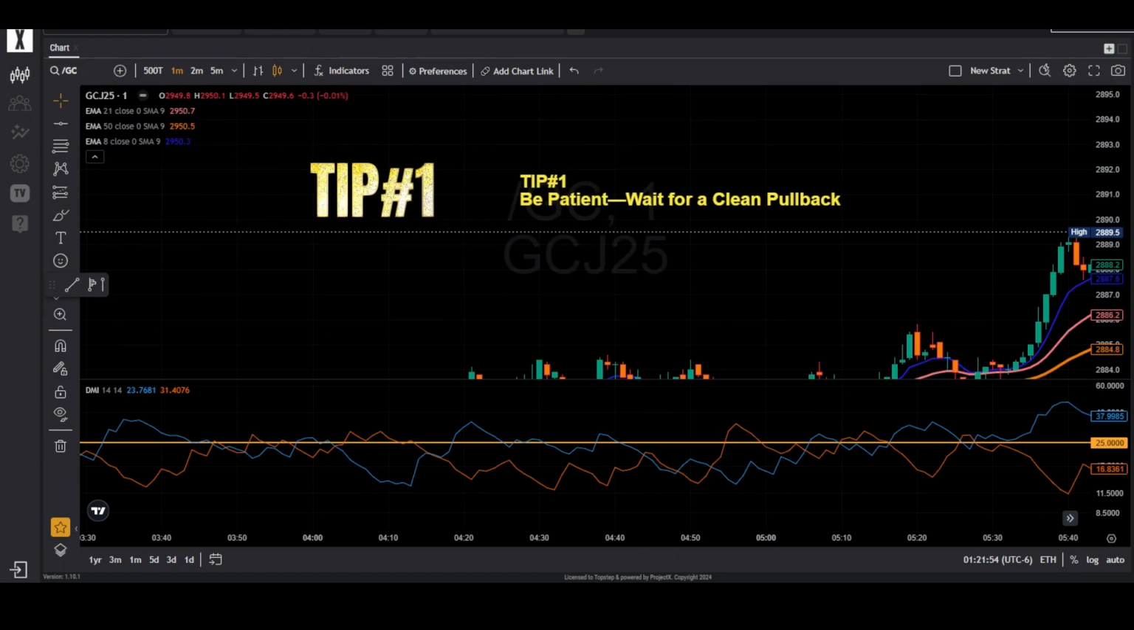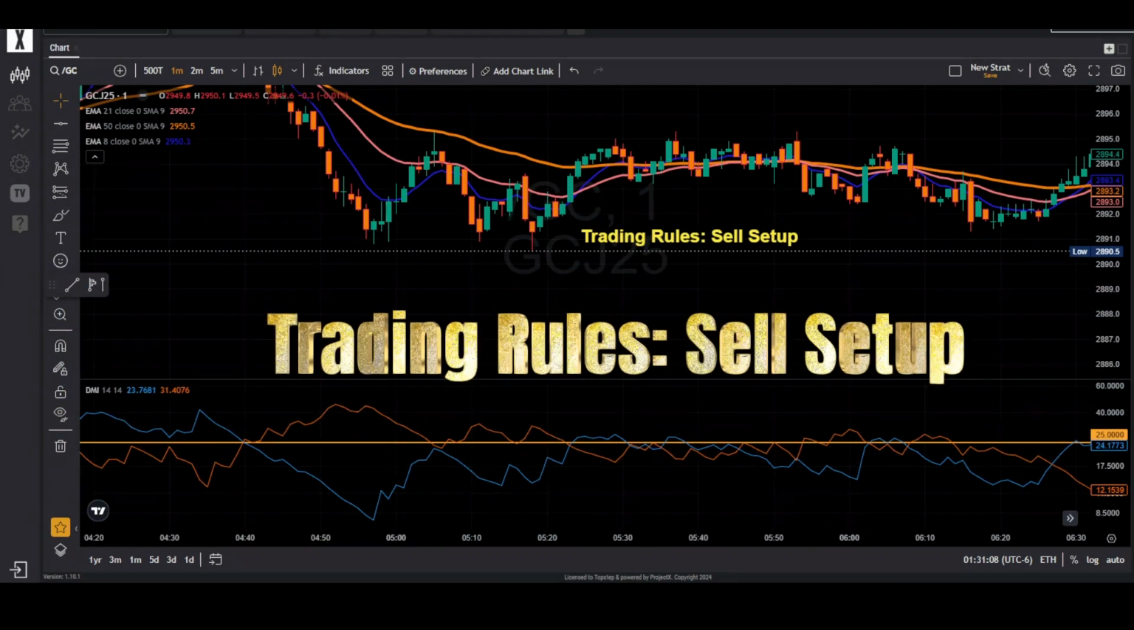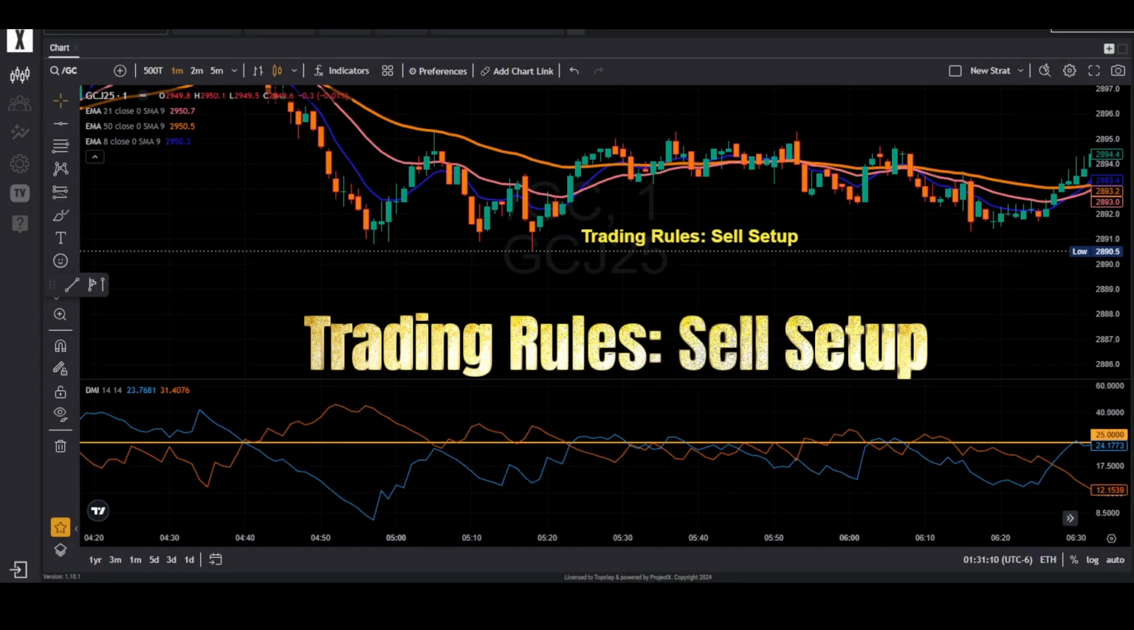Be patient, wait for a clean pullback, meaning the best trade comes when price pulls back neatly between EMA 21 and EMA 50, and avoid those setups when price barely touches EMA 21 and shoots up. This often results in a false breakout. So the sell setup follows the same principles as the buy setup, but in reverse.